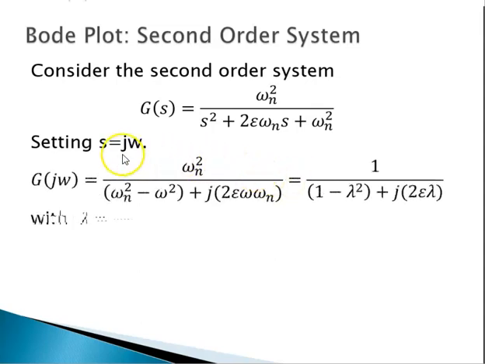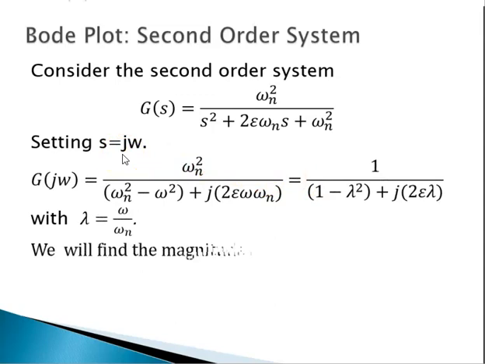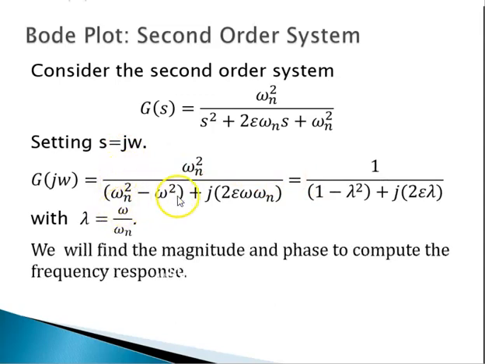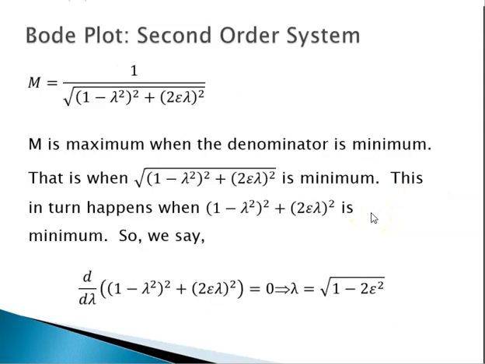You substitute s equal to j omega, and you'll get such a transfer function, and you substitute lambda equal to omega over omega n, and you get this. Okay, we'll find the magnitude and phase and compute the frequency response.